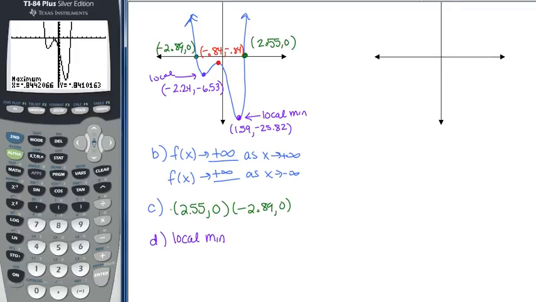Okay, so in this case we had 2 local mins and 1 local max. Make sure that you label these points on your graph and then fill them in when necessary. So a lot of times you're going to have a blank at the bottom. Make sure that you do it both on the graph and on the sheet of paper as well to get full credit.